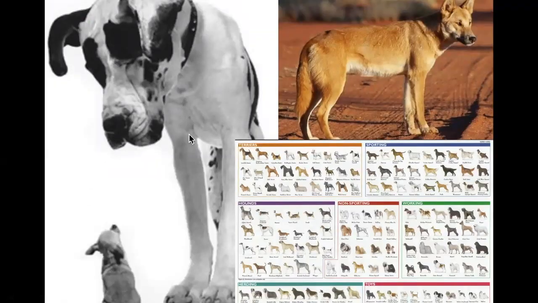If you want a large dog, or a small dog, dogs are very diverse and can be selectively bred into many different breeds. This is more of a mutt, more of one that has not been selectively bred, but these have clearly been selectively bred.